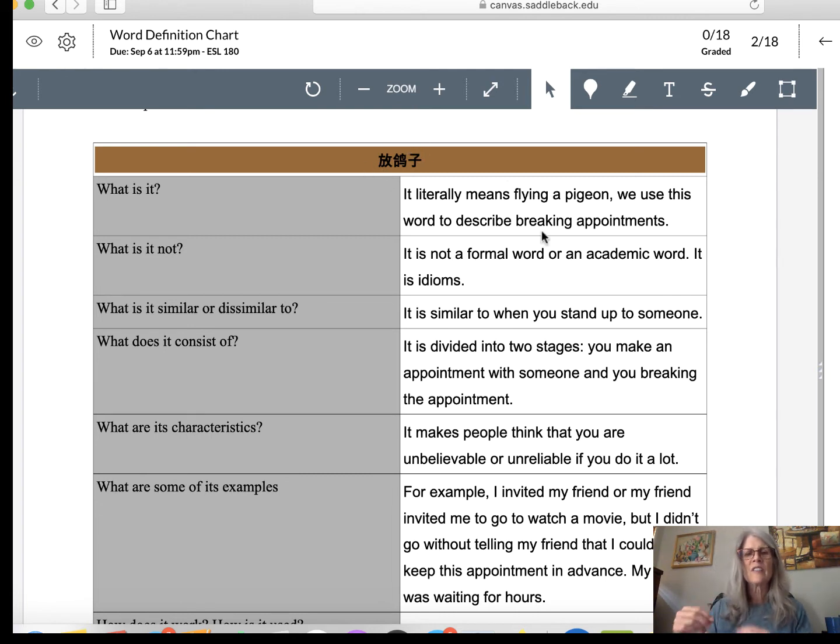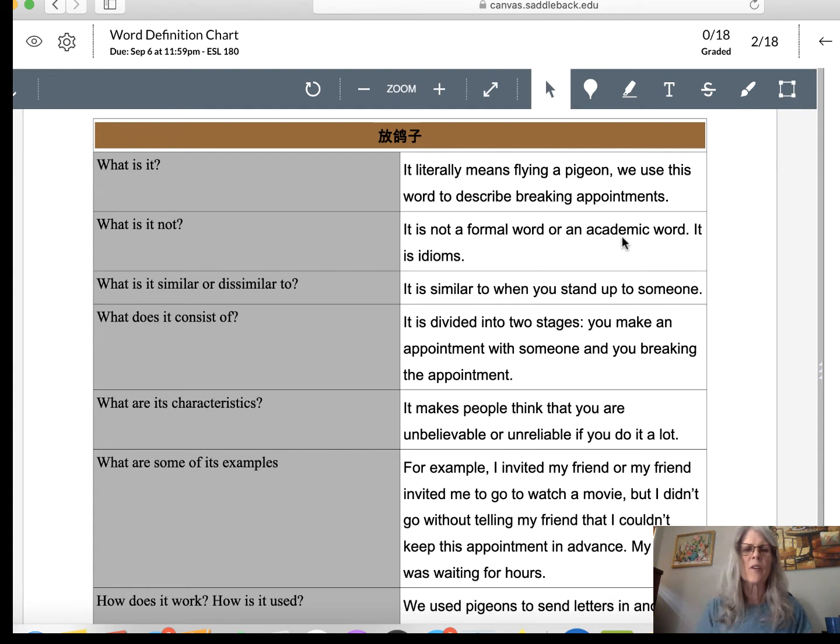And she says it literally means flying pigeon. So we use this word to describe breaking an appointment, okay? She said it's not a formal word, it's not an academic word, but it is an idiom, okay? And so I like how she put what is it not? And what is it similar to? She means when you stand someone up. You just have to take out the two here, and I'll tell you why on that, Shu, because it is similar to when you stand up to someone.